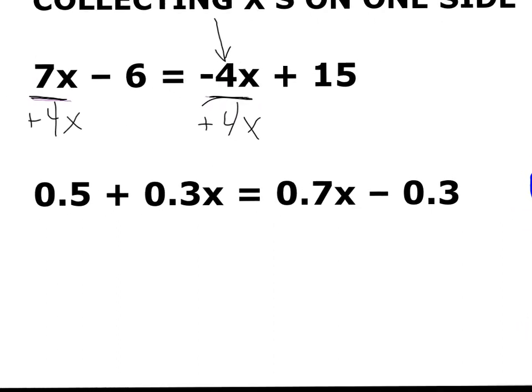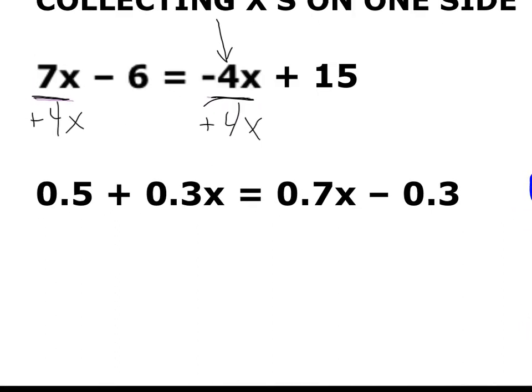Okay, it's the same thing with this equation below. You got to find the smallest one. 0.3x is smaller than 0.7x. So we're going to choose this guy. Okay, and then if it's positive, you subtract that term on each side. Okay, so you subtract on both sides.